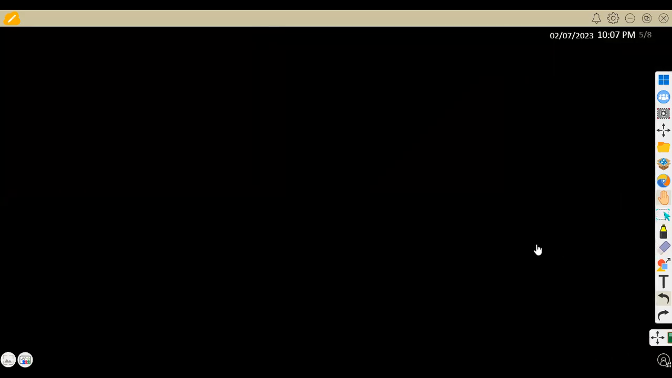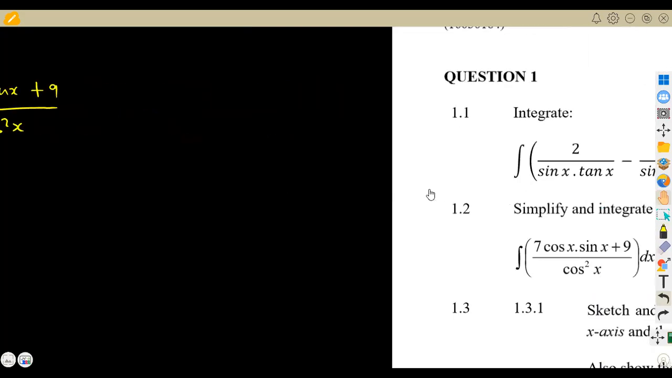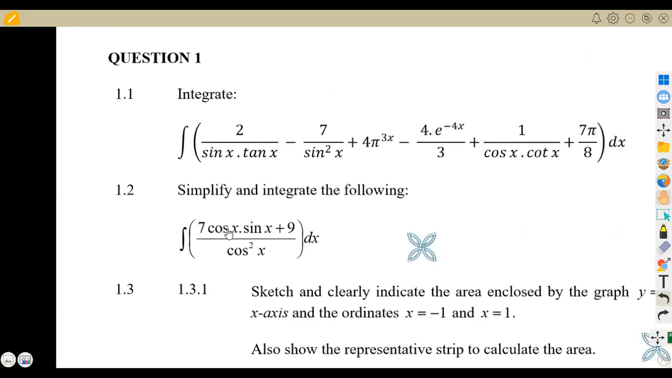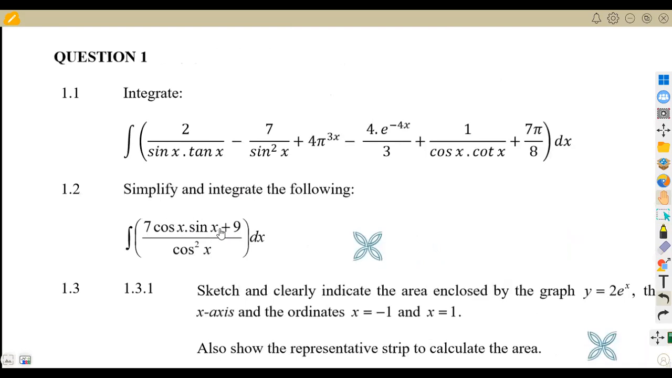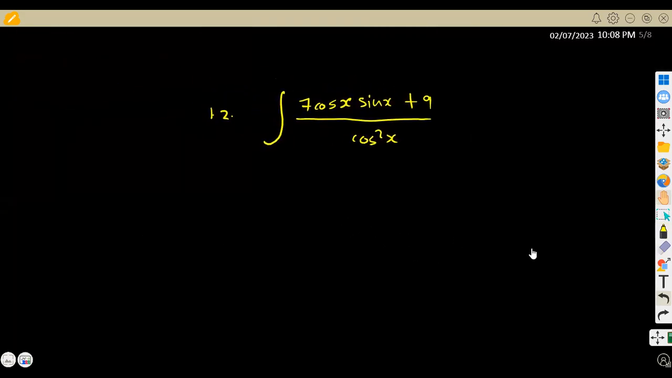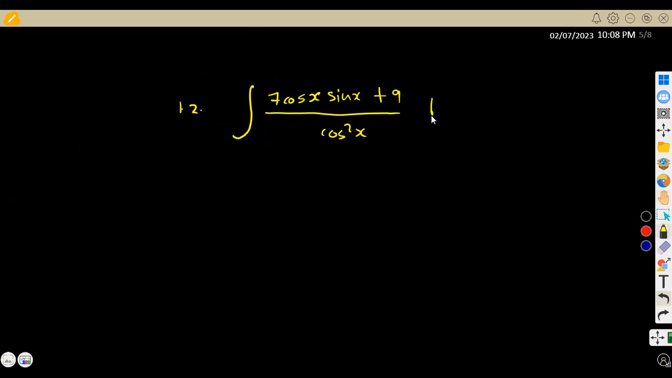Okay, so this is the integral, that's 1.2. We are given to evaluate this integral of 7 cos x sine x plus 9 everything over cos squared x. Let's check again if it is truly that. We can't integrate this part directly. So what can we do, guys? We have to integrate with respect to x.